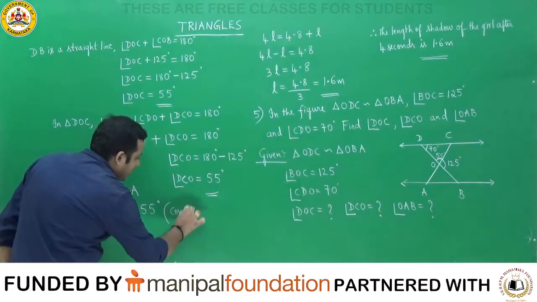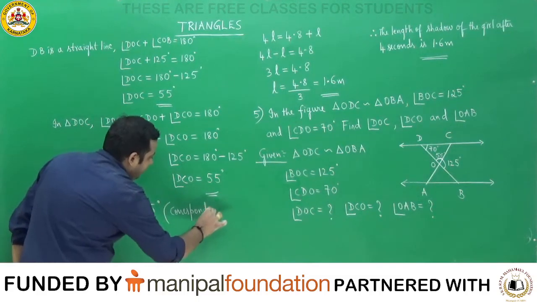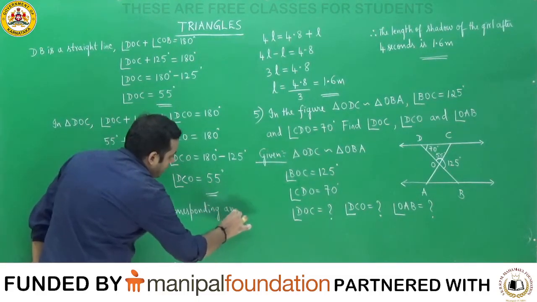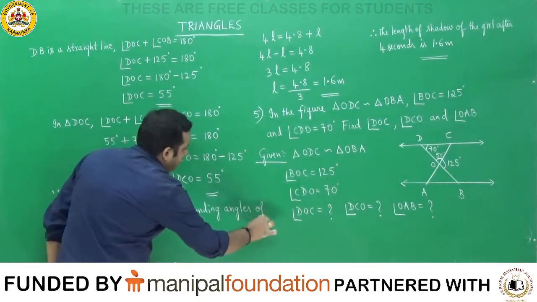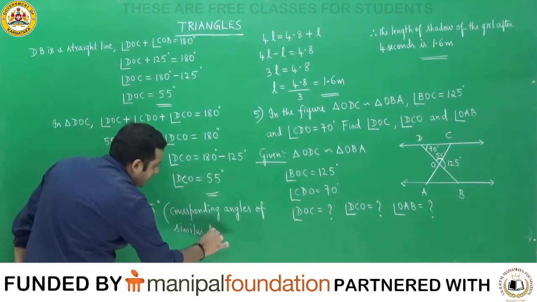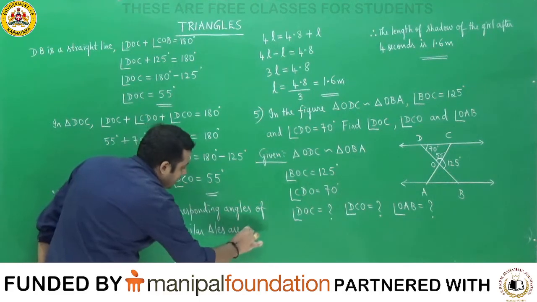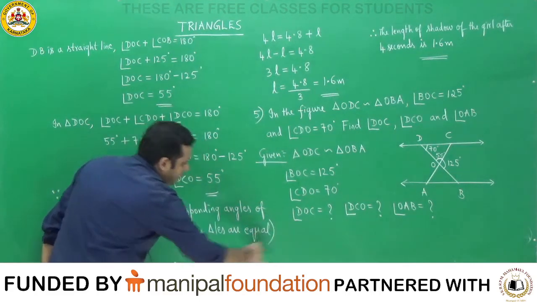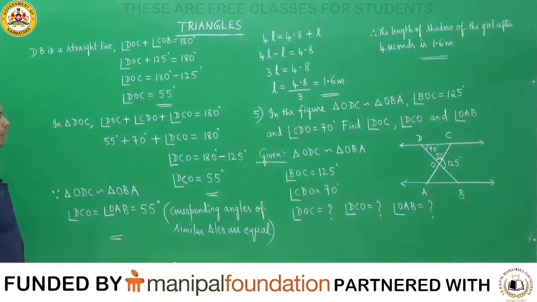The reason being corresponding angles of similar triangles are equal. Okay, this will be the answer to the question.